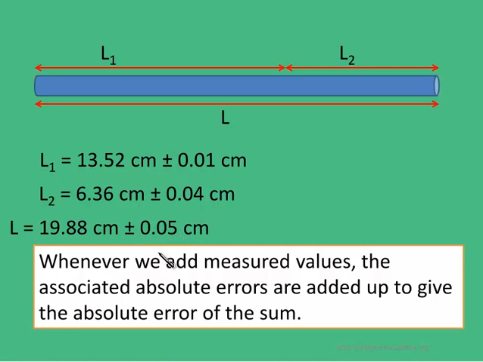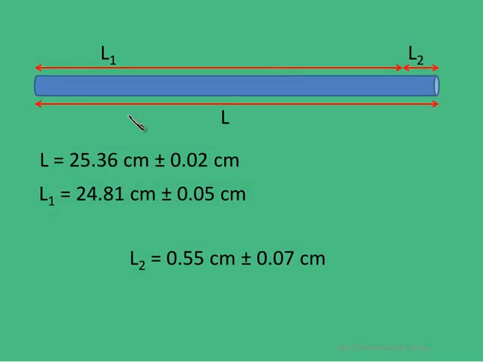So let's look at subtraction now. In this case, we know the length of the tube and we know the length of this section, and we want to use that information to calculate the length L2 of this section here. So obviously we're going to say L minus L1. So once again we subtract the nominal values. We say 25.36 minus 24.81. That gives us 0.55. Since this is subtraction, we need to once again add the absolute errors. So 0.02 and 0.05 gives us 0.07 centimeters.